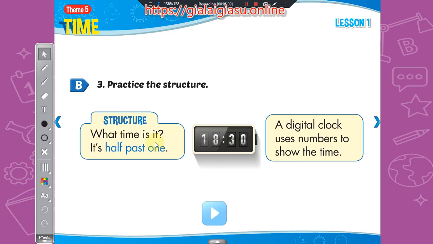B. 3. Practice the structure. What time is it? It's 1:30.